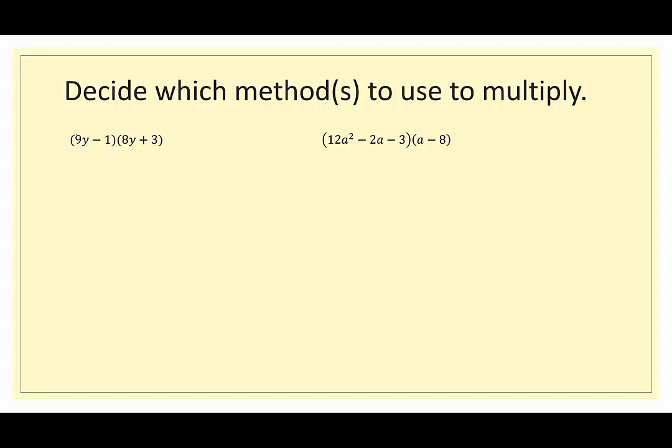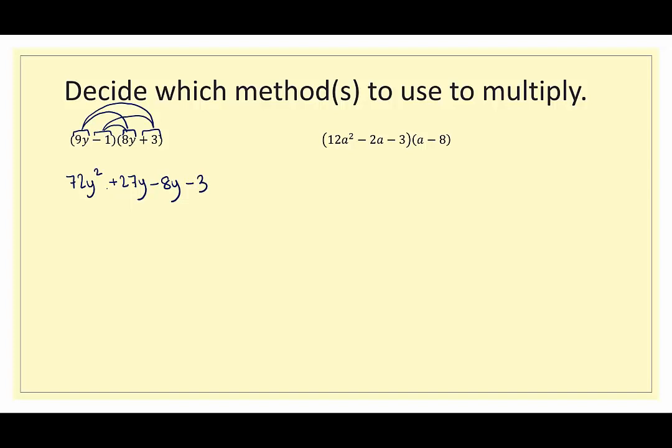And first we multiply the first together. So that's 9y times 8y. 9 times 8 is 72, and y times y is y squared. Now we have outer, that's 9y times positive 3. That becomes positive 27y. Inner, we have minus 1 times 8y. That would be minus 8y. And last, we have minus 1 times 3, minus 3.